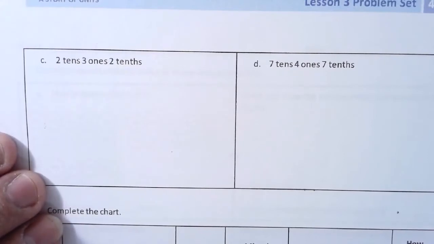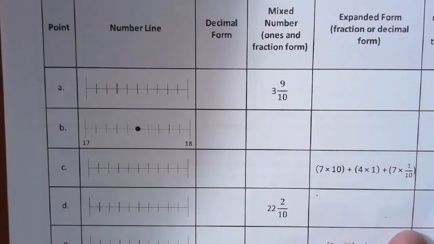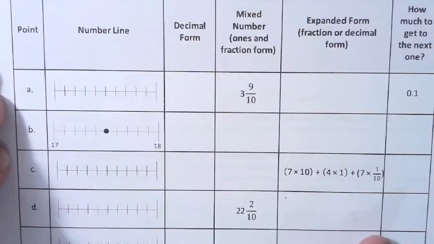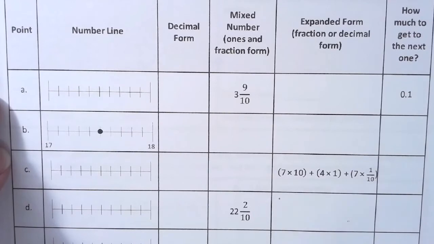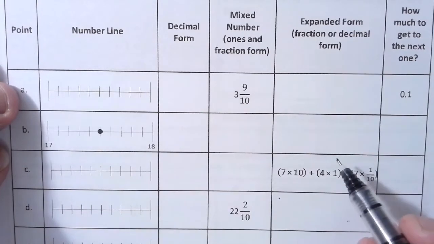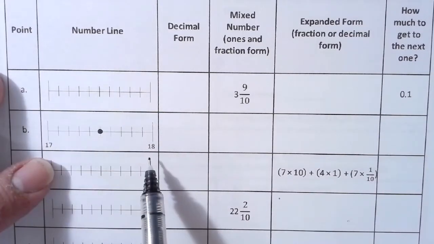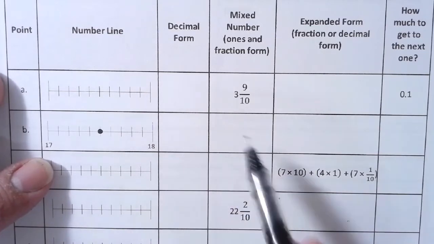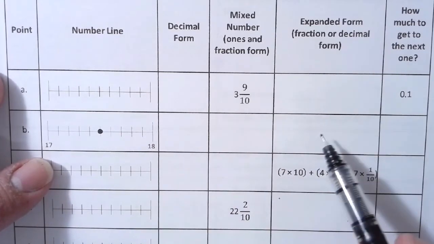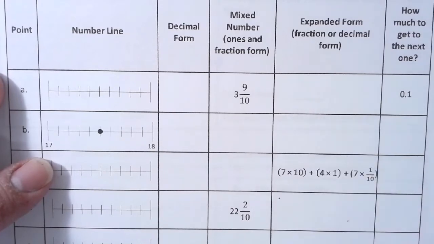All right, let's move on to the second page. Again, we are looking at different ways of representing things. Now, C and D is a continuation of number 2 on page 1. You do those on your own. And now we have this really cool looking chart or table where you can fill in the information. And you have to kind of backtrack here. Some boxes are filled out and others are not. So let's look at what we have. On the number line, you have to put it in the right place, and you have to label your number line. You have to give the decimal form, the mixed number form with a fraction, ones in a fraction form, expanded form, fraction or decimal, it's up to you, and how much more to get to the next one.